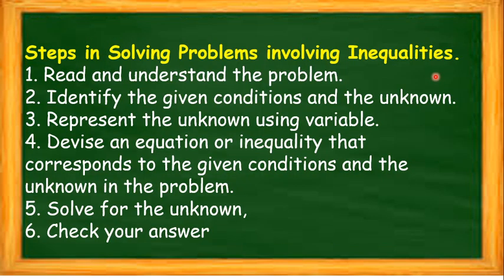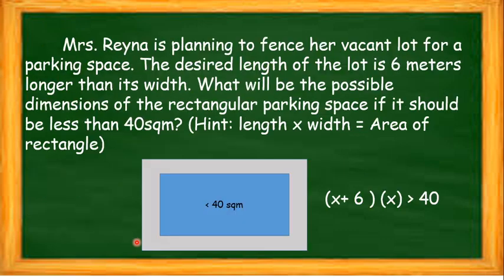Now, in solving problems involving inequalities, number one, read and understand the problem. Number two, identify the given conditions and the unknown. Number three, represent the unknown using a variable. Number four, devise an equation or inequality that corresponds to the given conditions and the unknown in the problem. Number five, solve for the unknown. Number six, check your answer.